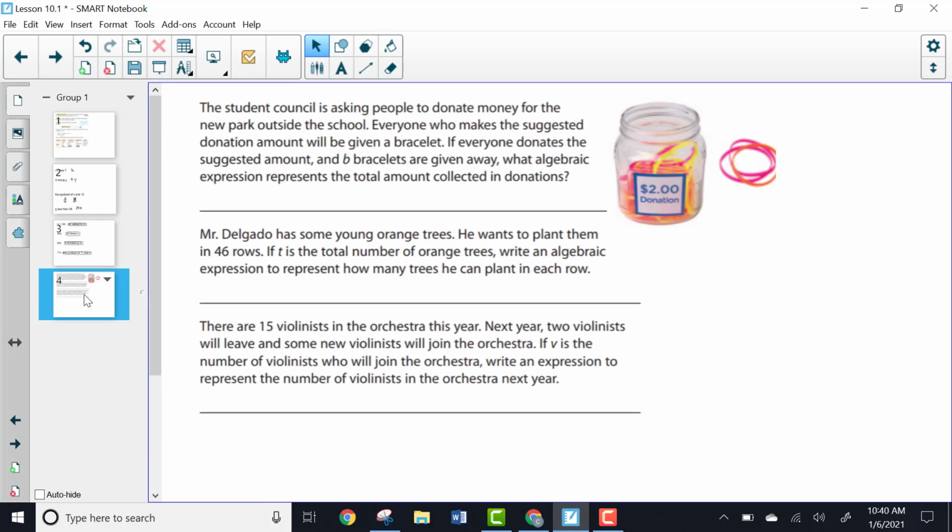Now what we're going to do is take a look at real world problems and representing them with an algebraic expression. These problems are on page 267 in your book. It says the student council is asking people to donate money for the new park outside the school. Everyone who makes a suggested donation amount will be given a bracelet. If everyone donates a suggested amount and B bracelets are given away, so B is going to be our variable, what algebraic expression represents the total amount collected in donations?